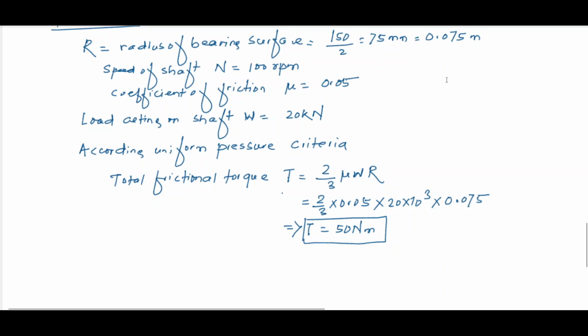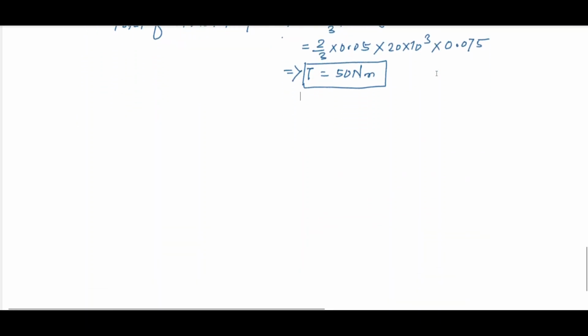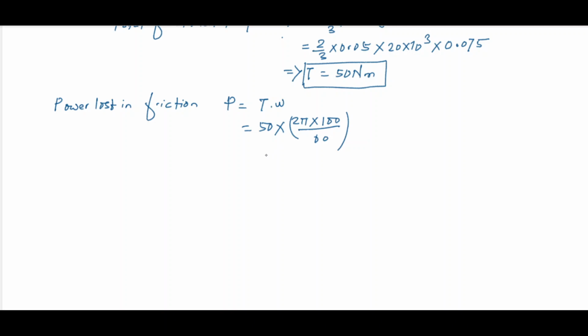Now what will be the power lost in friction? Power lost in friction P will be T dot omega. So 50 into 2 pi n, where n is 100 rpm, divided by 60. So this will give you P as 523.5 watt.